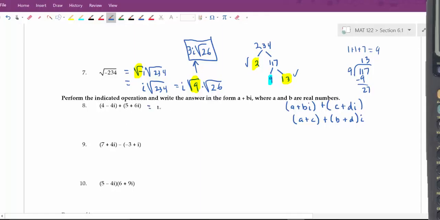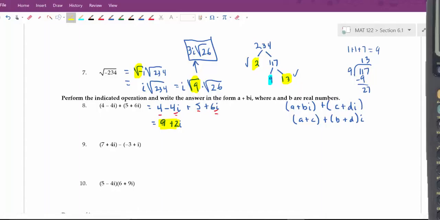So you can think of this as just combining like terms. So you're going to have 4 minus 4i plus 5 plus 6i. The parentheses are not necessary other than they're separating the complex numbers. And then you can put together the real part. If you add those two, you would get 9. Okay, then you can add the imaginary part. So negative 4 plus 6 is going to be 2i. So we have an answer of 9 plus 2i. Okay, so that's how you add complex numbers. Very simple.